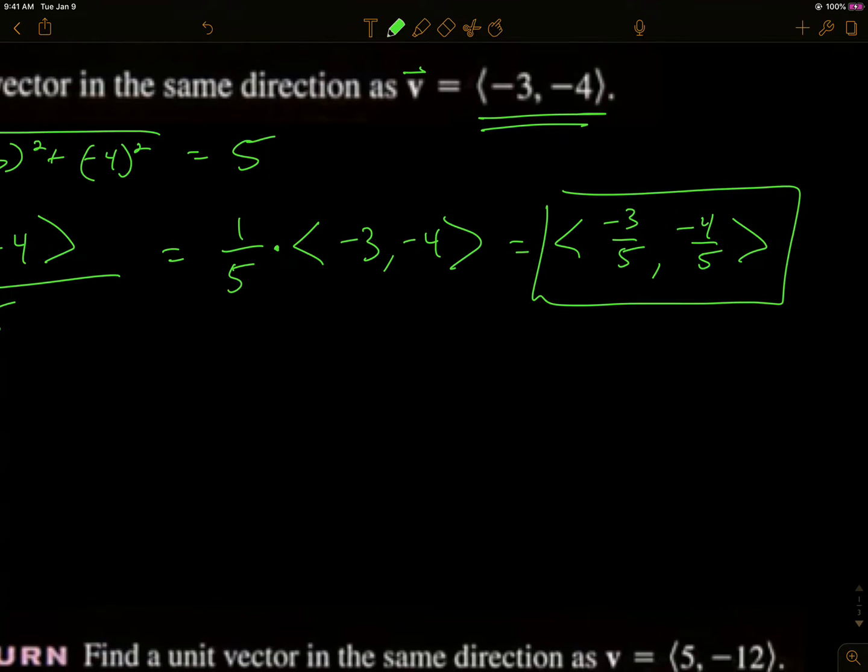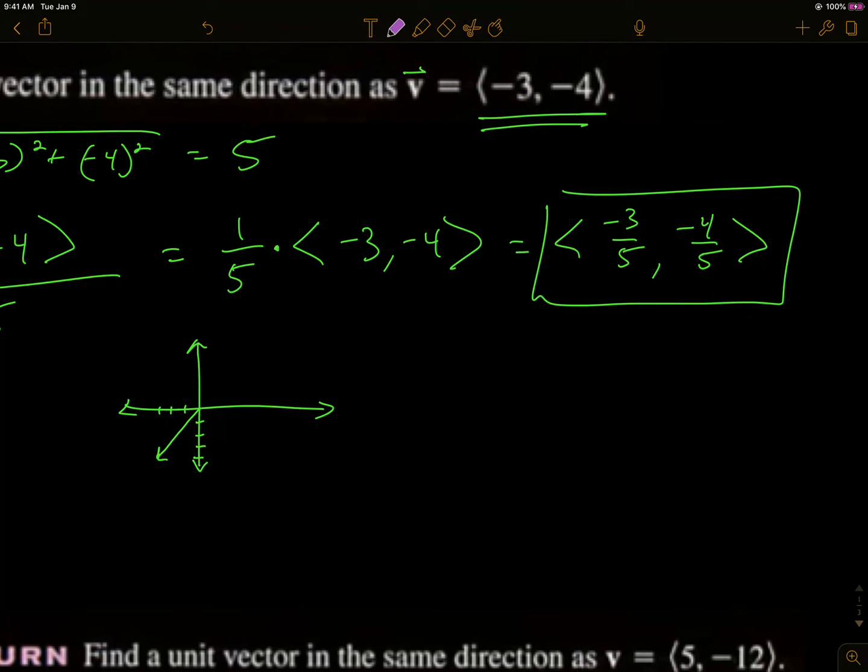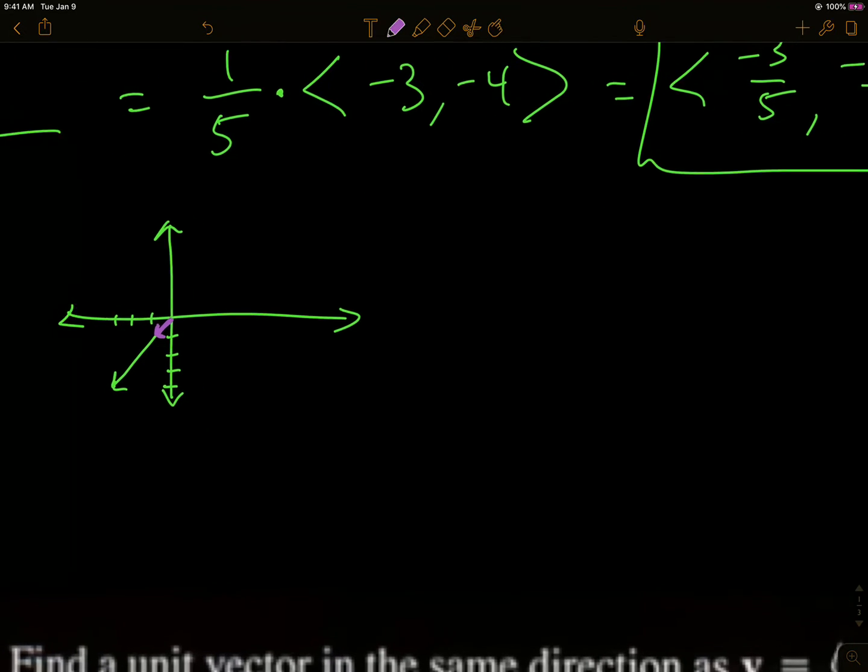If we were to look at that geometrically, the original vector, vector v, goes left 3 and down 4. Now in a different color, if we went over 3/5, so left 3/5, a little bit more than halfway of 1, and then down 4/5, almost 1, like right there, that would be the same direction, and it would only have a magnitude of 1.